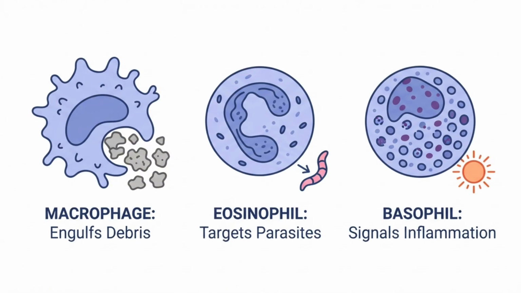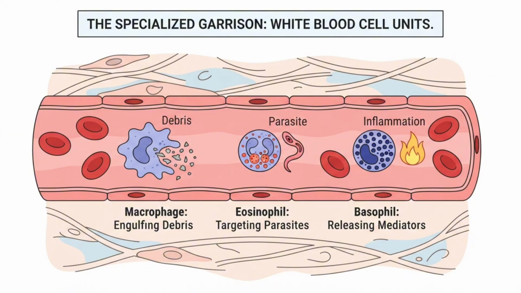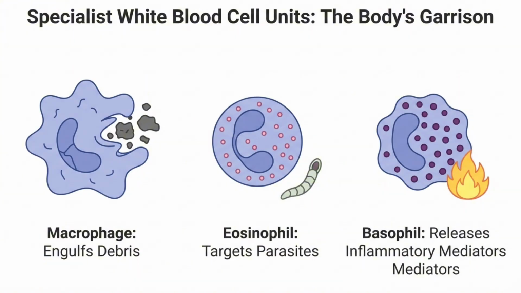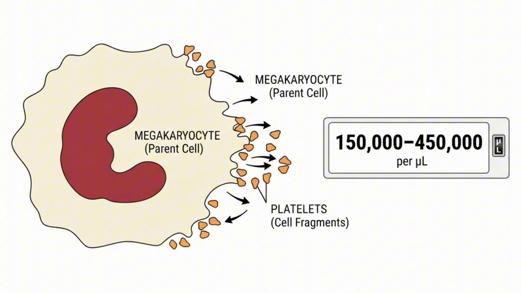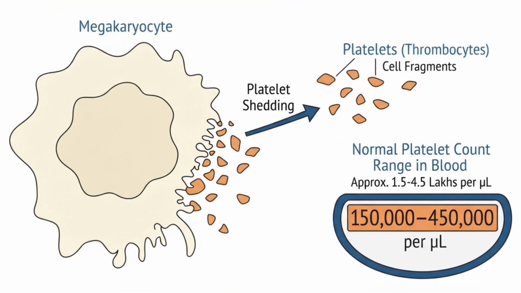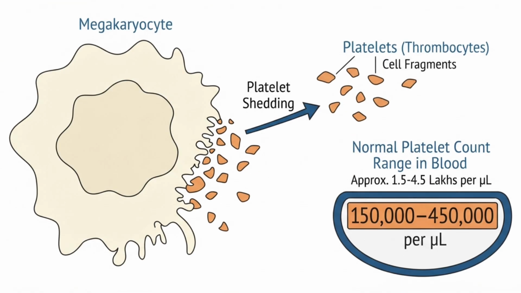Platelets, also called thrombocytes, aren't full cells at all. They're small fragments budded off from a much larger parent cell in the bone marrow called a megakaryocyte, and a healthy body maintains somewhere between 150,000 and 450,000 of them in every microliter of blood.